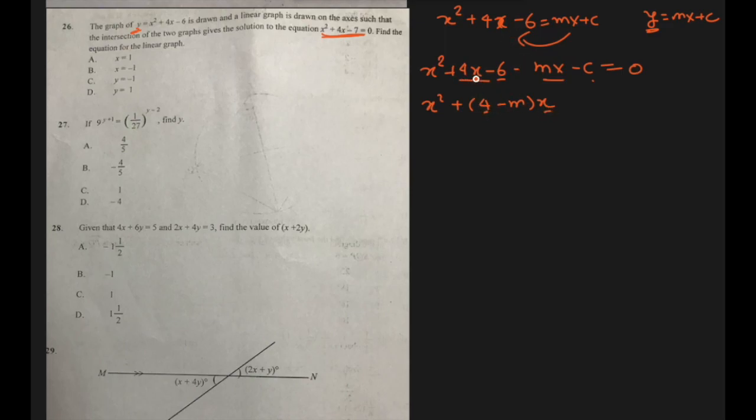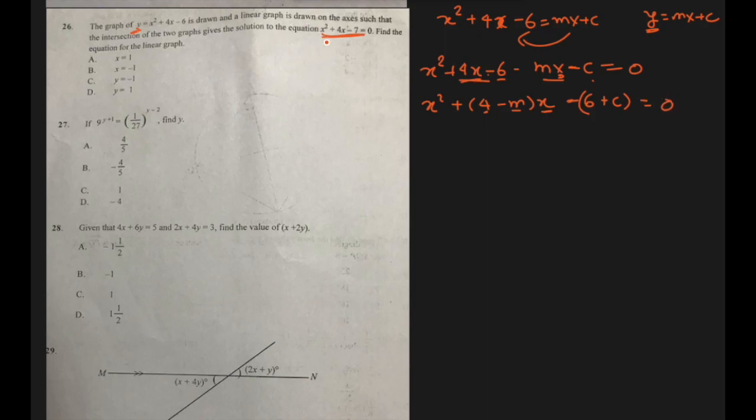4 times x will be 4x. Minus m times x will be minus mx. So I took x common out of those two. I wrote it like this because I want to do something after this. Minus 6 plus c. Why plus? Because I took minus common from these two. Nothing else. Equal to 0.